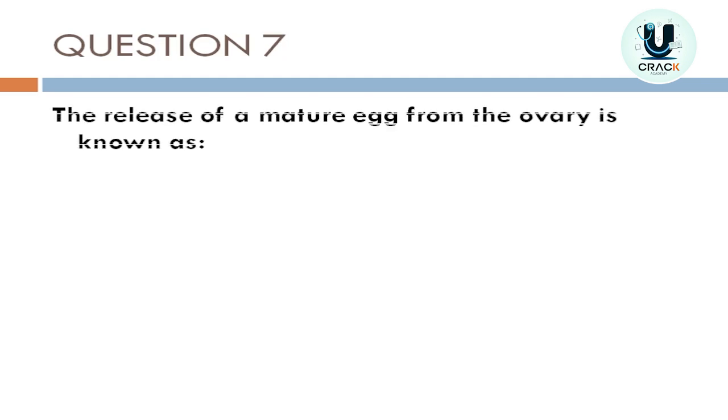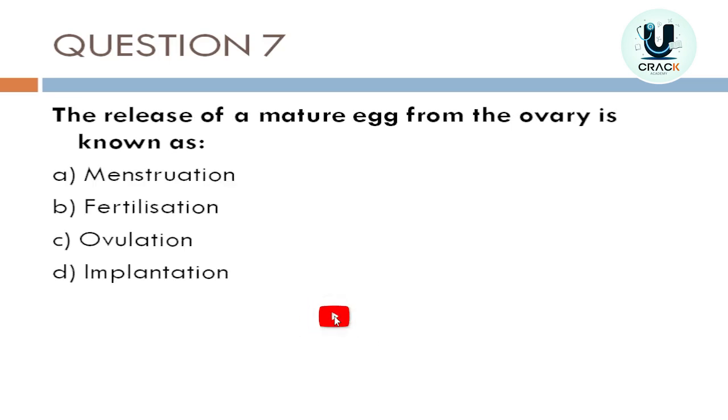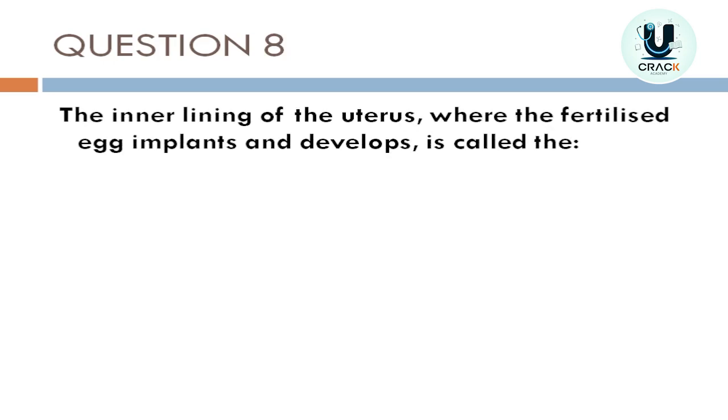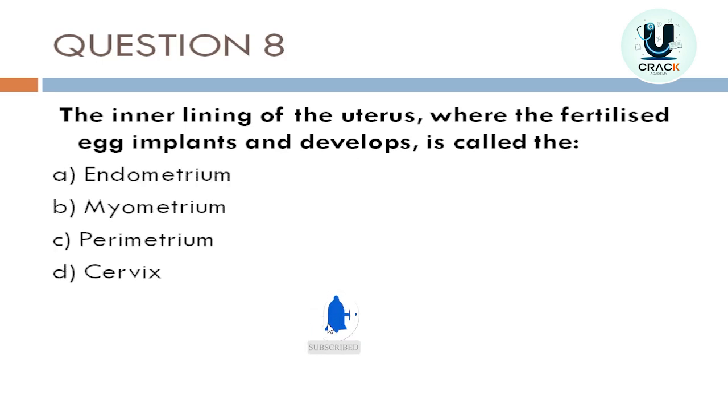Question number 7. The release of a mature egg from the ovary is known as A. menstruation, B. fertilization, C. ovulation, D. implantation. Answer: C. ovulation. Question number 8. The inner lining of the uterus where the fertilized egg implants and develops is called A. endometrium, B. myometrium, C. perimetrium, D. cervix. Answer: A.